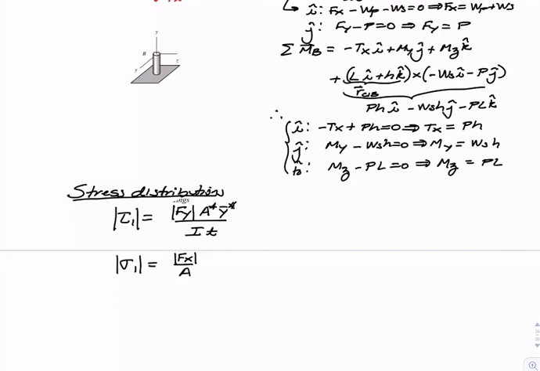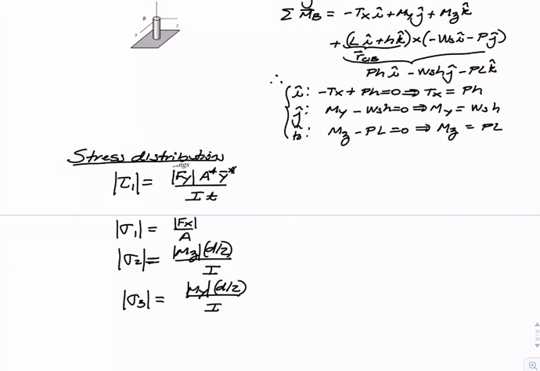Then I got sigma 2, which is going to be a bending one, due to the bending moment Mz. The y value, if you will, is d over 2 divided by I. I'm going to write down the magnitude of that. I won't worry about the signs. Sigma 3 is the normal stress due to the bending moment My. Again, that's d over 2 divided by I. We'll take the magnitude of both of those.